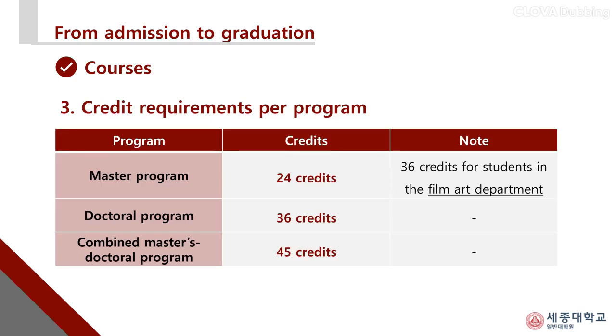Now, let's look at the credit requirements per program for completion. You need to get 24 credits for master's program, 36 credits for doctoral program, and 45 credits for combined master's doctoral program. But there's an exception. If you're in the film art department, you'll need to get 36 credits even if you're in the master's program.